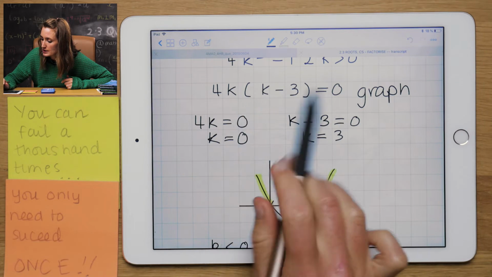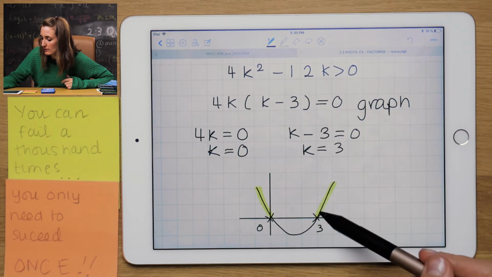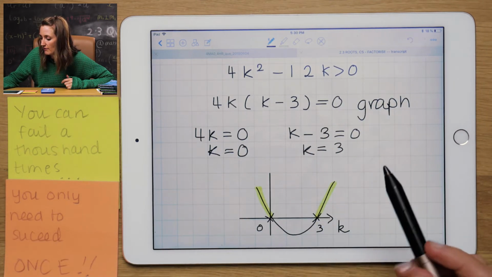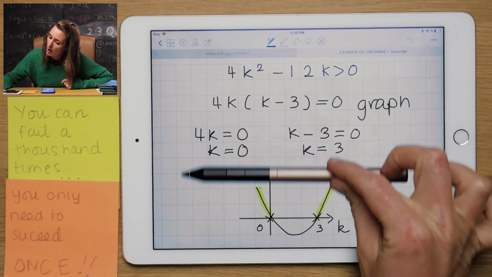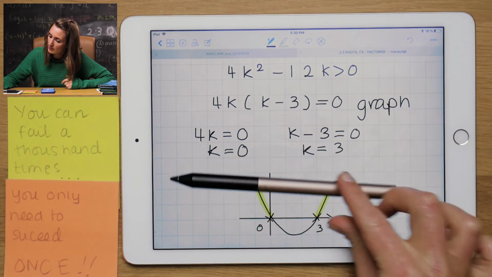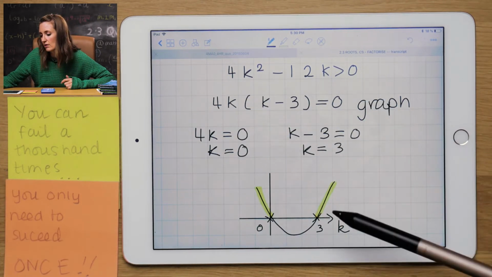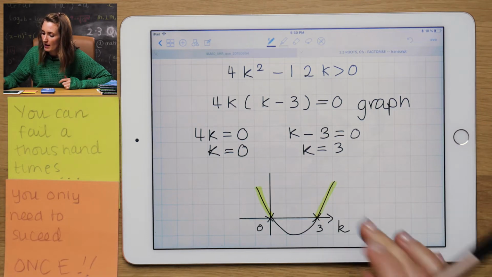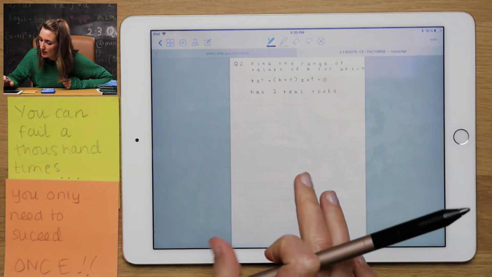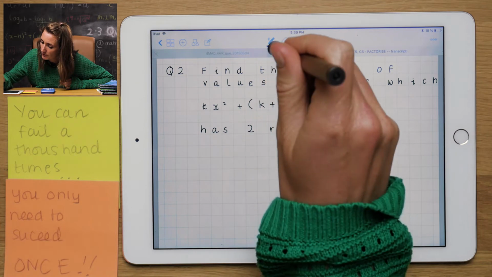So if your equation is bigger than 0, you want to shade everything that is above. So bigger than 0, shade above. And that question is finished. Let's have a look at the second one.